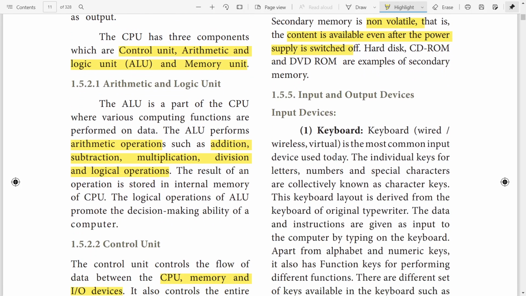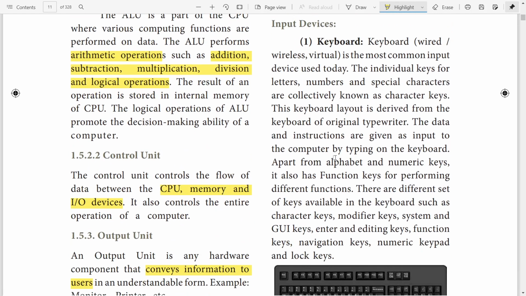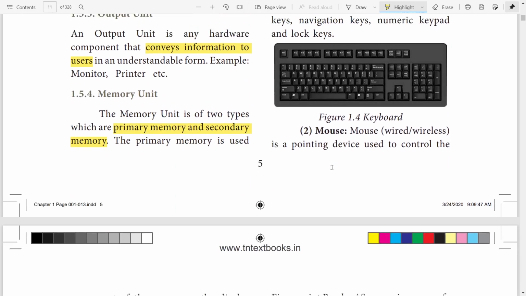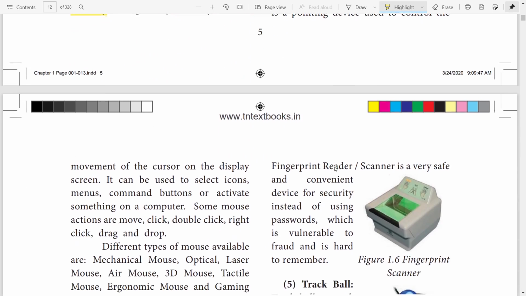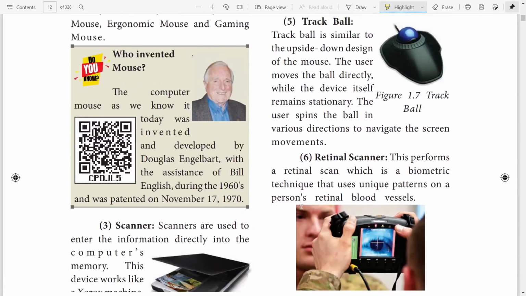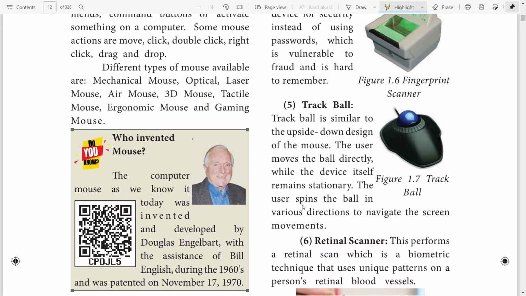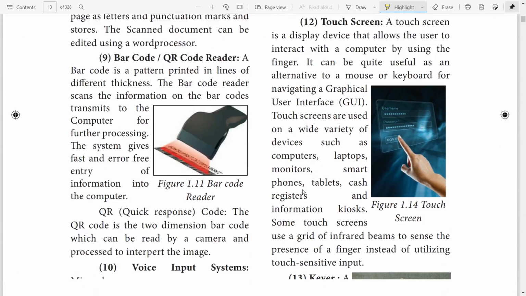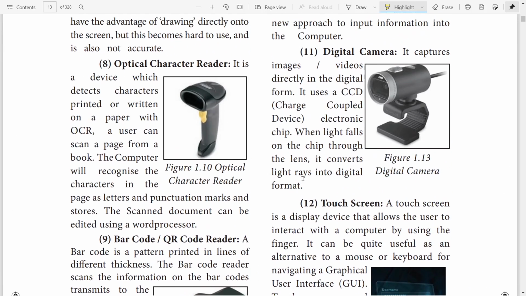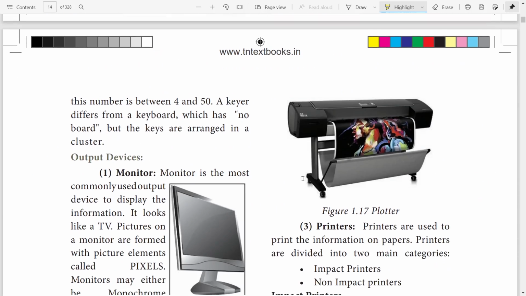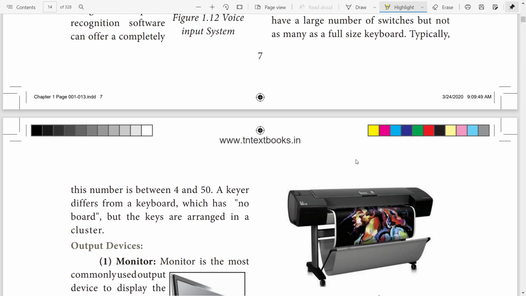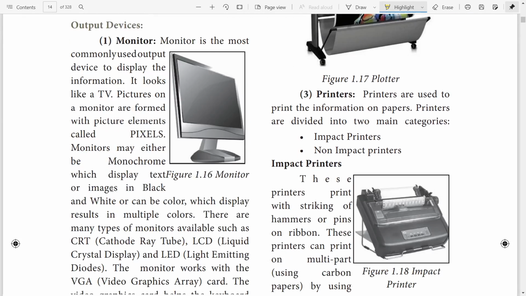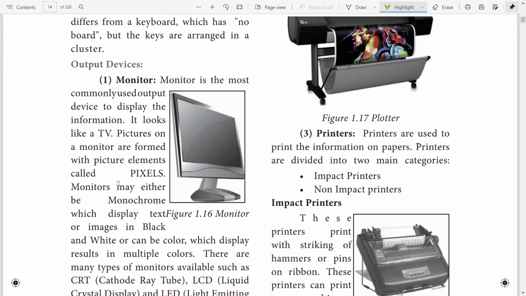Input and output devices. We have seen this already in the last class. Keyboard is an input device: keyboard, mouse, scanner, fingerprint scanner, trackball, retinal scanner, light pen, optical character reader, barcode reader, voice input system, digital camera, touch screen. These are what we call input devices. Output devices: monitor, printer, plotter.